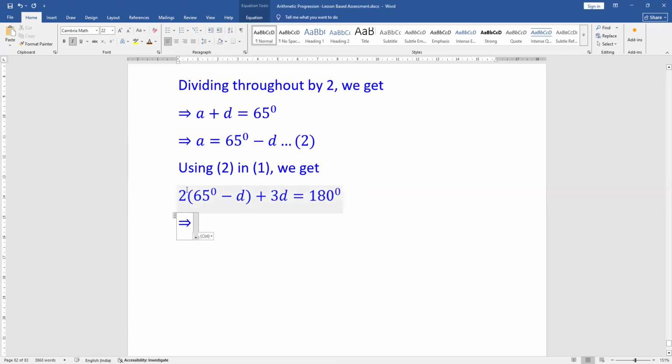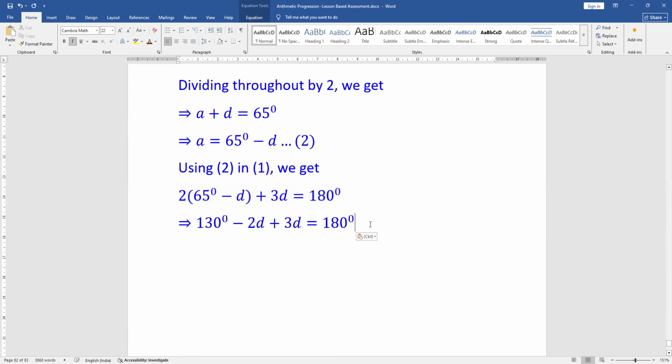In my next step, see here what we do. Multiply 2 into 65. 2 into 65 is how much? 130 degree. So 130 degree minus 2 into D. 2 into D is 2D. So minus 2D, plus, then what do we have? Plus 3D, we have 3D equals 180 degree.